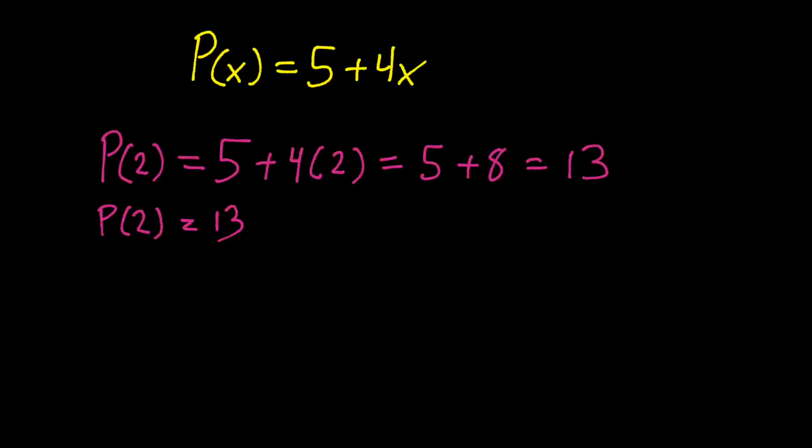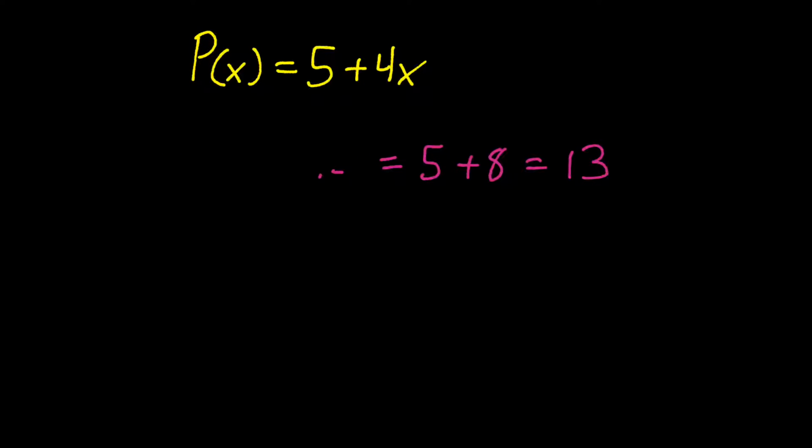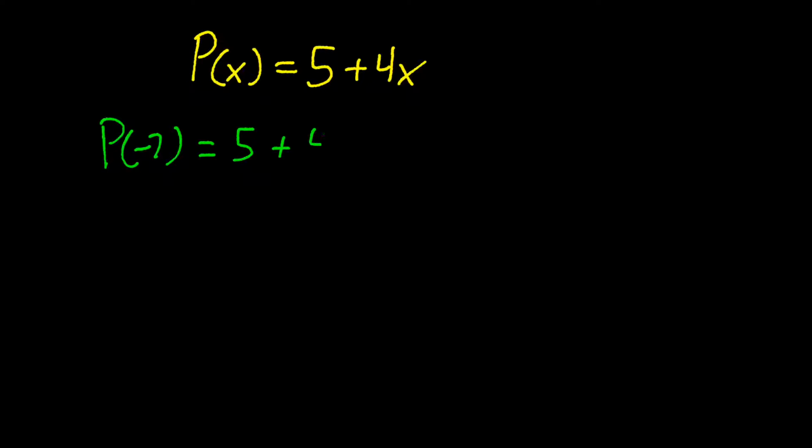Okay, and if they were to say, let's try, give me a moment to erase this, I want p of negative 7. P of negative 7. Well, it's still using this p function. So we will have 5 plus 4 times negative 7, which is 5 minus 28, which gives us negative 23. So when we have our inputs here, they can be positive or negative. They could be decimals, they could be fractions, anything. You're just plugging it in to our variable right here.